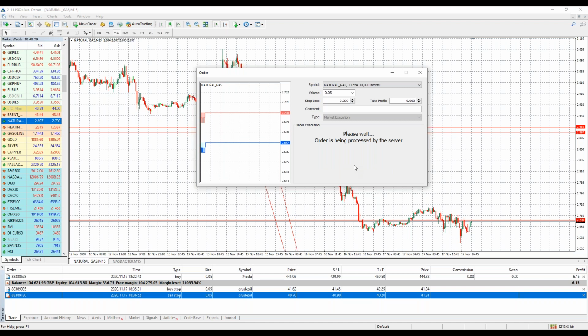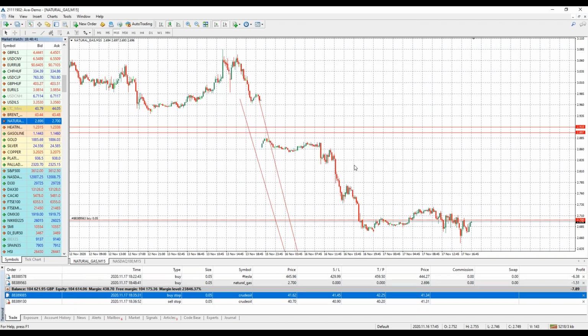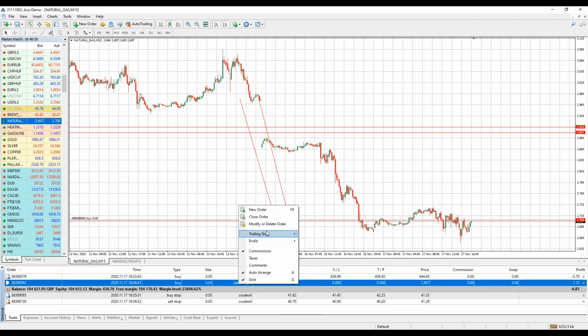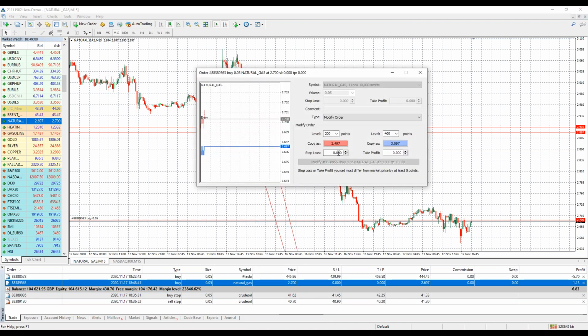So maybe take a shot at a buy on natural gas. You say, okay, I don't have to risk much. This is a major support level. Maybe I'll put my stop loss just below the support level at 2.63, let's say, or 2.635.